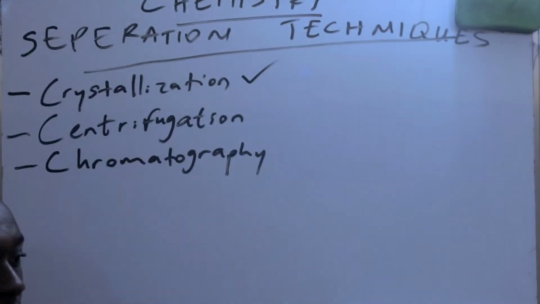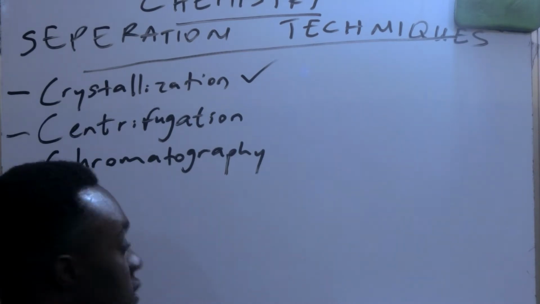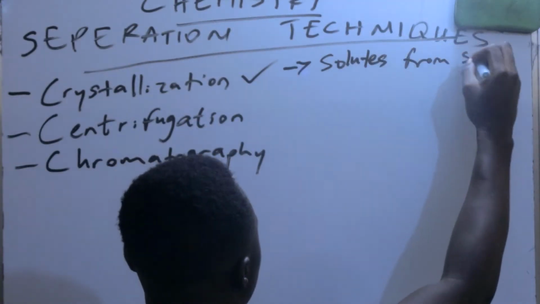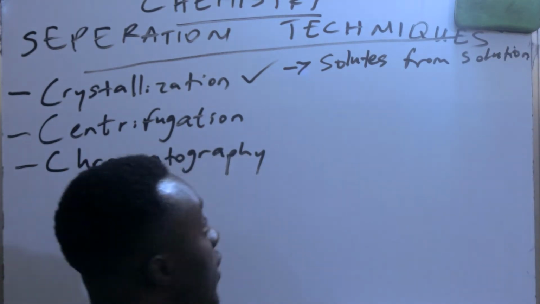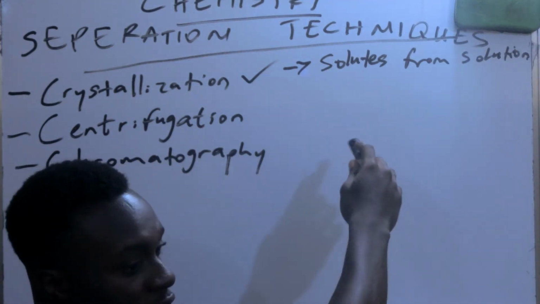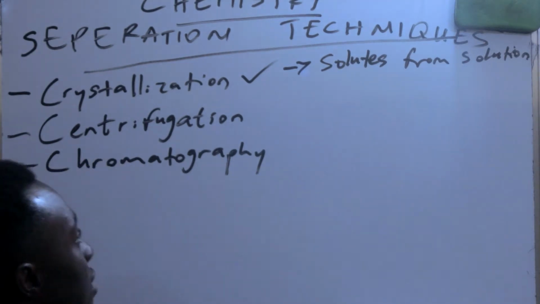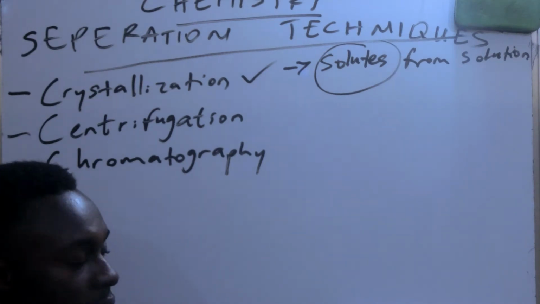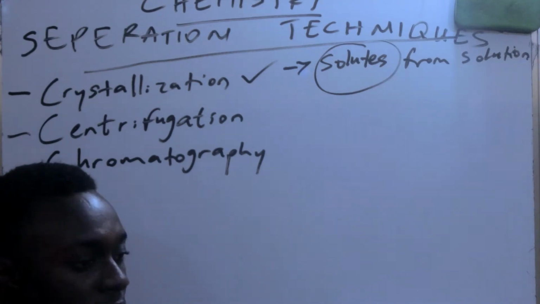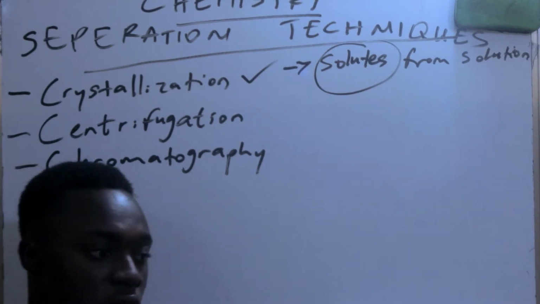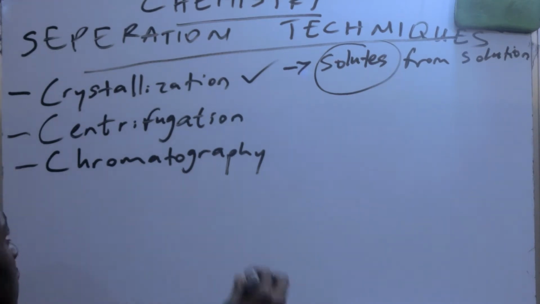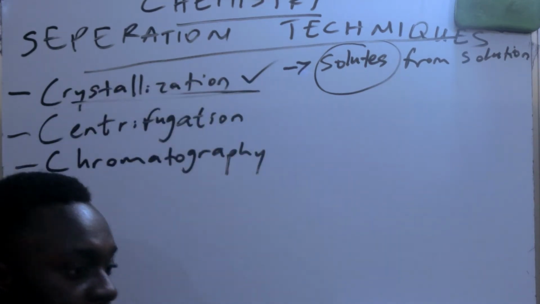Now, we looked at evaporation to dryness as one of the separation techniques, and we saw how it is used to separate solutes from solution. Now, there are some solutes that decompose on heating. They cannot withstand the amount of heat that is usually applied in evaporation to dryness. Whenever so much heat is applied to them, they decompose or are destroyed. So for that reason, this separation technique, crystallization, is used.